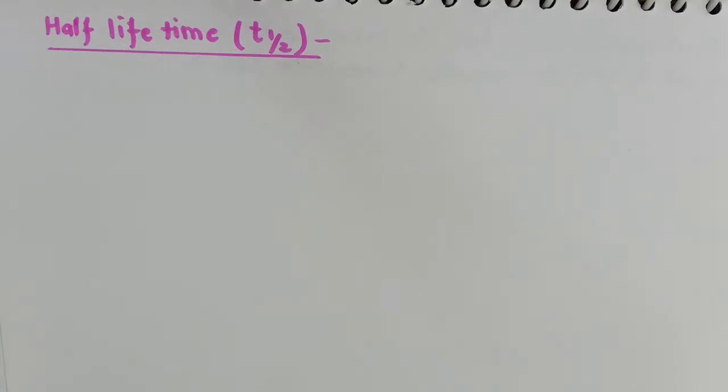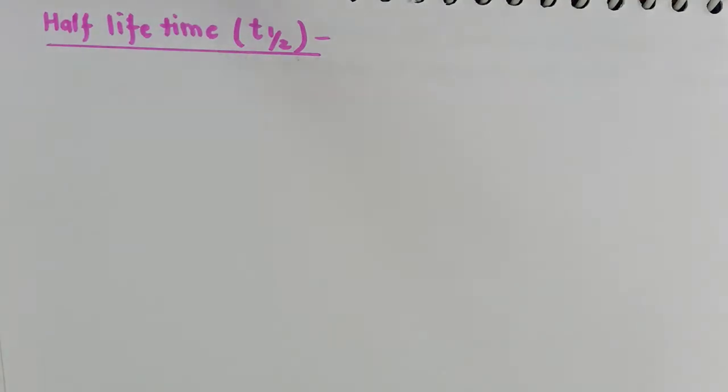Hello students, till now we have seen two methods of calculating the rate constant. One is by using a graph and another is by using the integrated rate equation. There is one more method to calculate the rate constant, that is half-life time. We call it T-half.